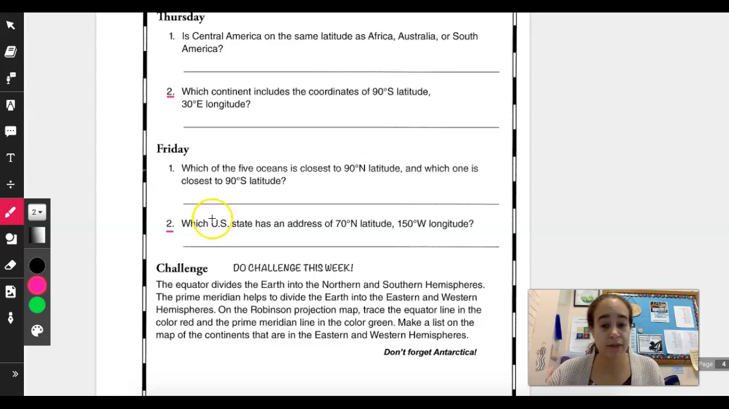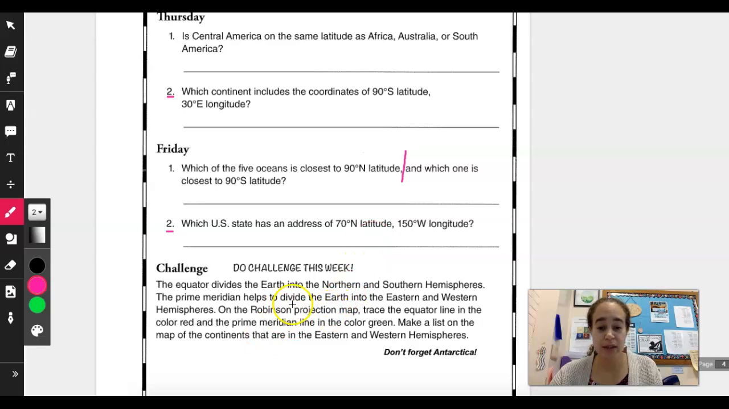Friday does also give you 2 lines, but don't be confused because Friday is a different type of question. It's actually 2 questions in one. The first question is, which of the 5 oceans is closest to 90 degrees north latitude? That's a question all by itself. And the second question is, which ocean is closest to 90 degrees south latitude? So you're going to have 2 answers in this because there are 2 questions.